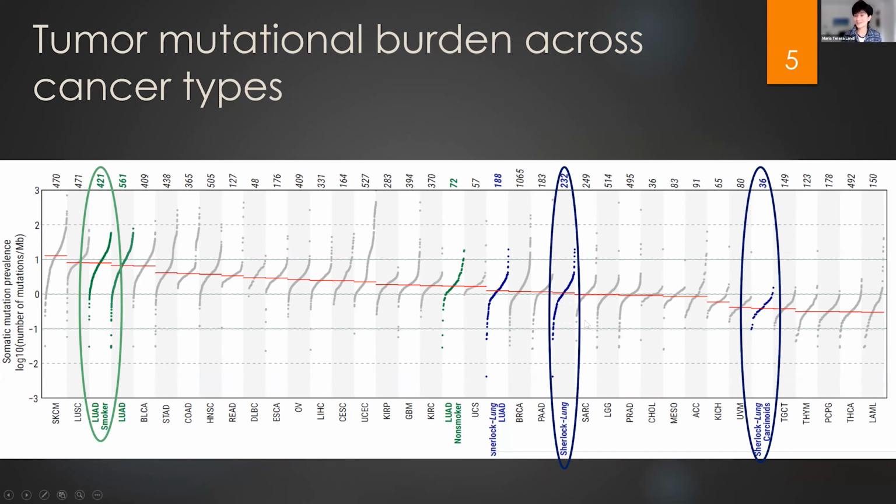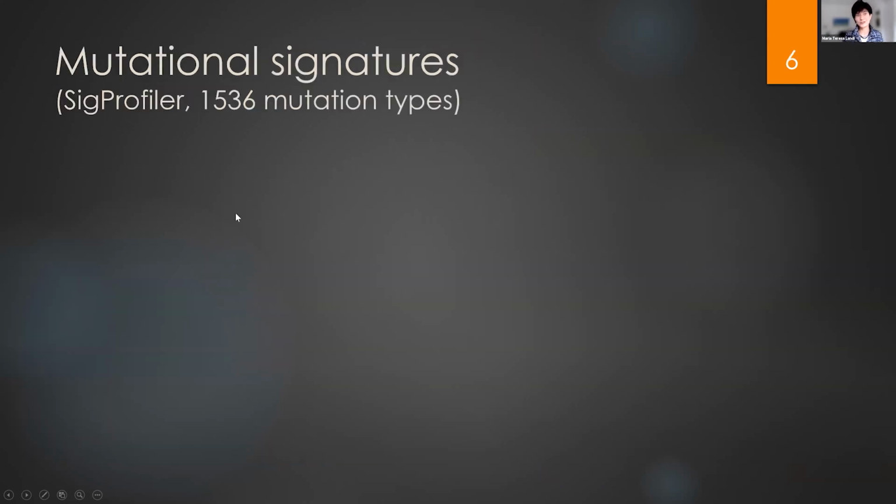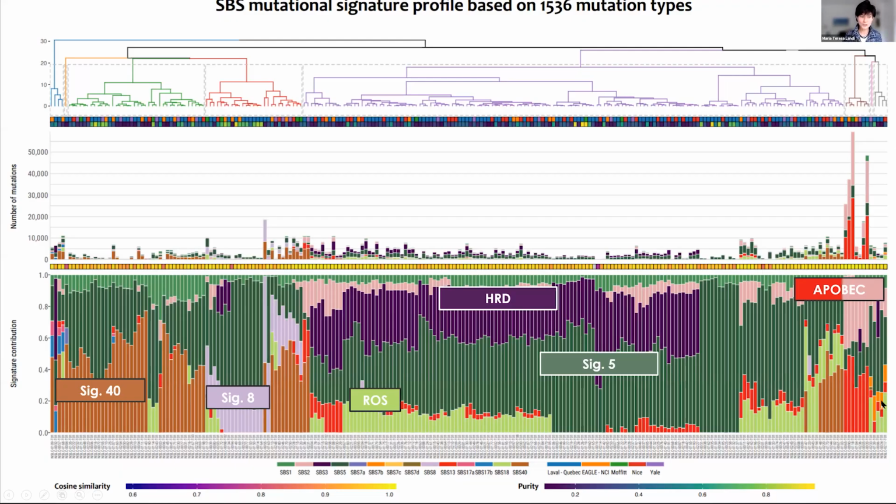Now, using this low mutational burden, we then extracted the mutational signatures. At the time, we used SigProfiler with the 1,536 mutation types. We used these mutation types because we were hoping to better distinguish the mutational signatures given the low mutation burden. And this is the landscape that we observed. Every column defines a different tissue sample, and the colors define the signatures.